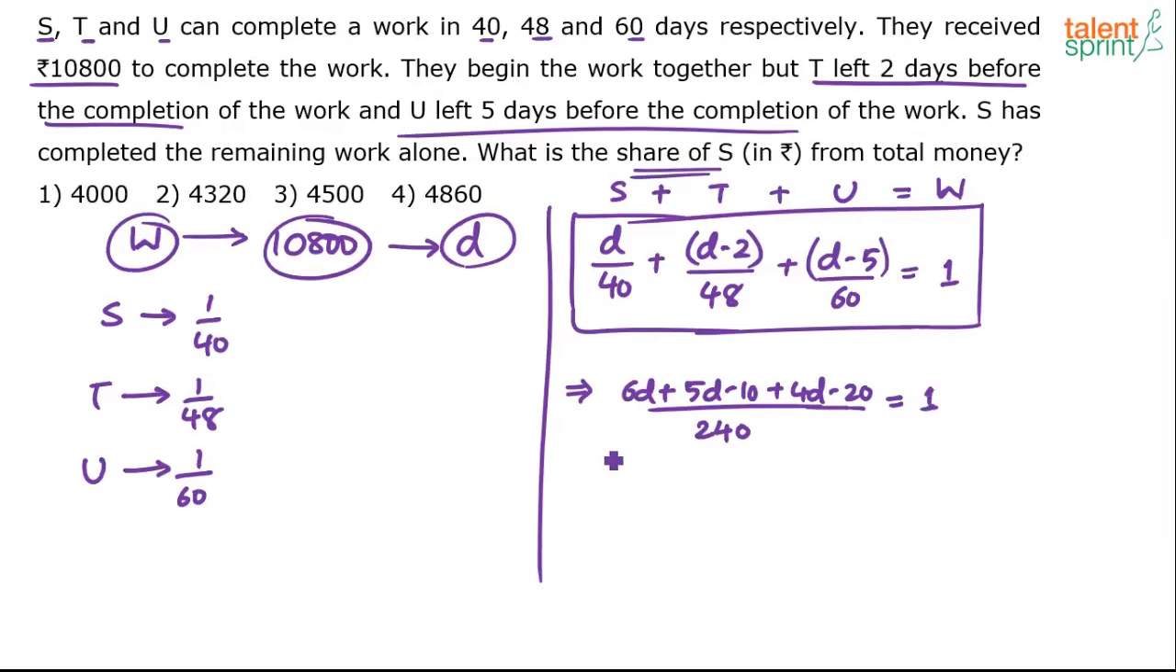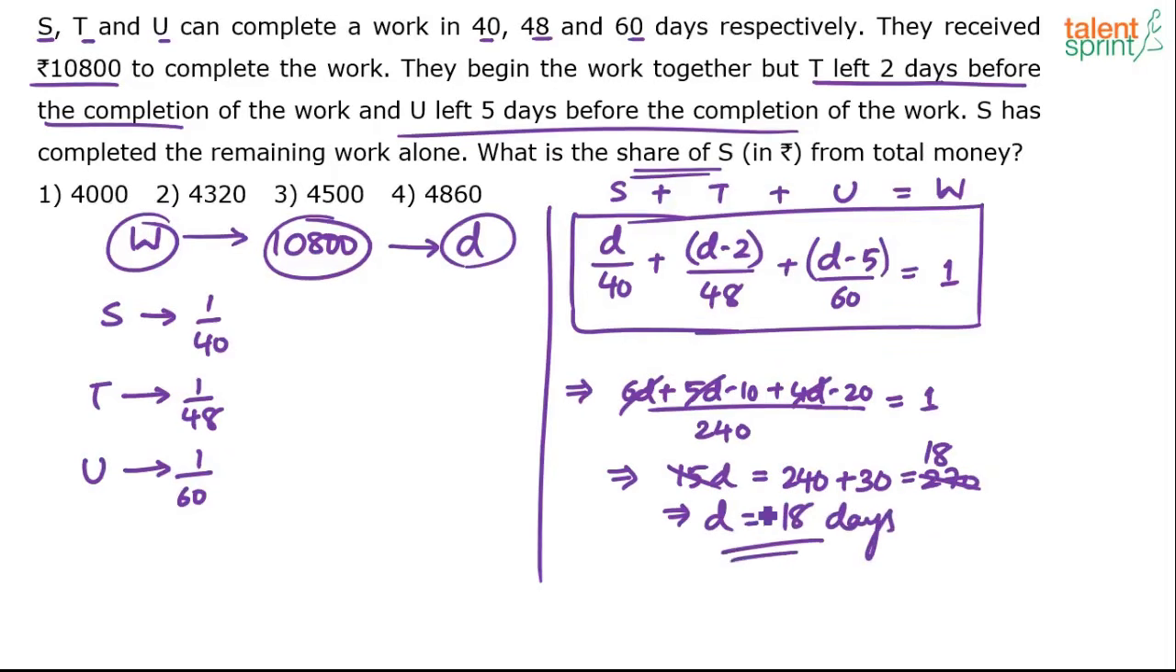Solve now, solve for D. So what happens? 6D plus 5D plus 4D, 6 plus 5, 11 plus 4, 15D. 15D minus 30 equals to 240. So 15D equals to 240 plus 30, 270. So what is D from this one? D is 270 by 15. 15 goes how many times? I think 10 times plus 120, right? 8 times, 18 times. D is equal to 18. So the total work was done in 18 days, of which S worked for all the 18 days, T worked only for 16 days, and U worked only for 13 days.